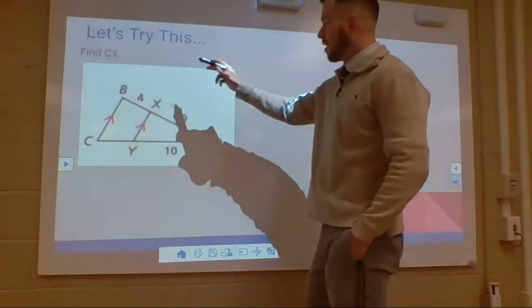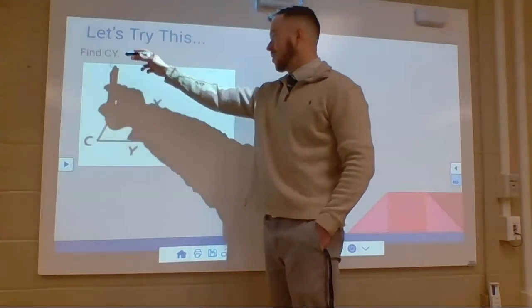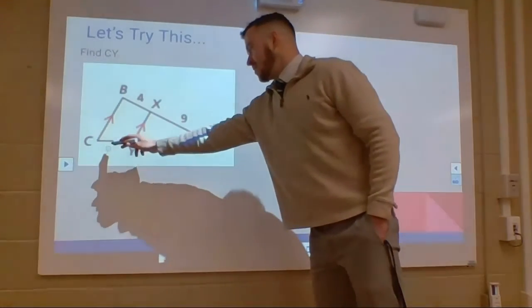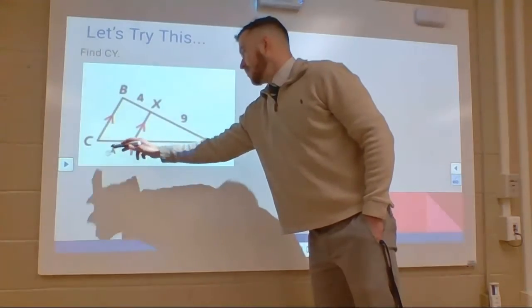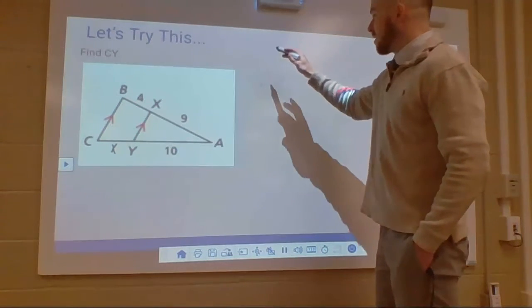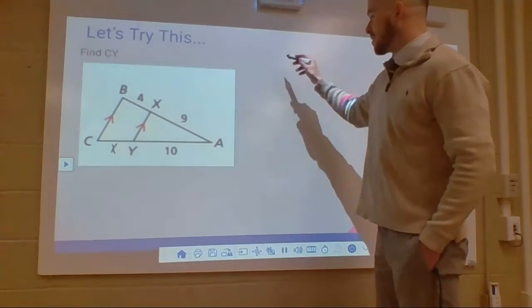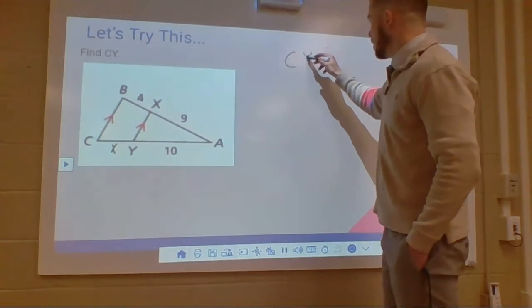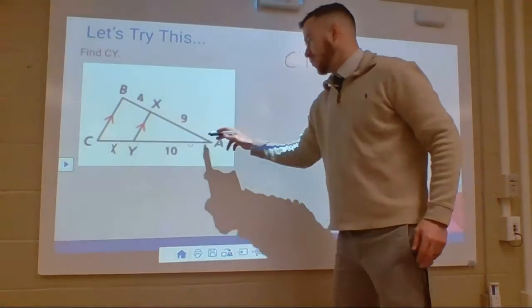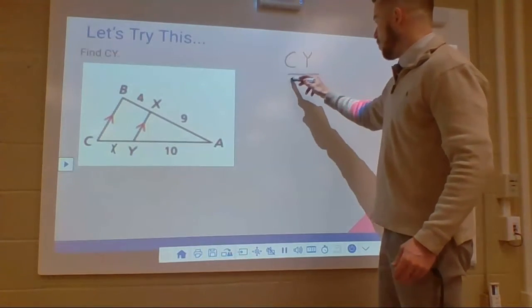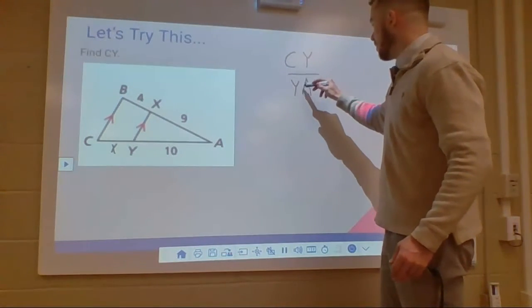Okay, so we want to find CY. We're trying to find the length of CY. We could say that the length of CY is X. Okay, but let's set up our proportion first. We could say CY, and CY is on the same side as YA, right? So I'm going to put YA in the denominator.